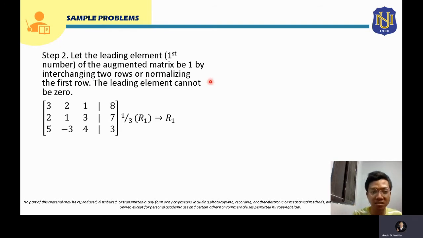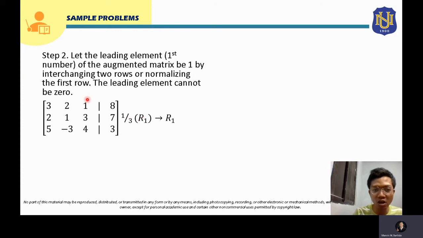So we are going to normalize the first row by multiplying this row by a constant, or scalar quantity, wherein this 3 will become 1. In order for this 3 to become 1, we will multiply this row by 1/3. So this will be 1/3 R1. This 1/3 R1 will become the new first row of this augmented matrix.